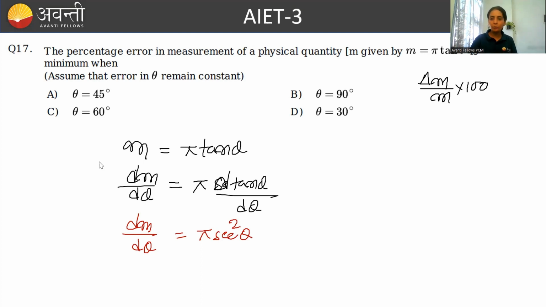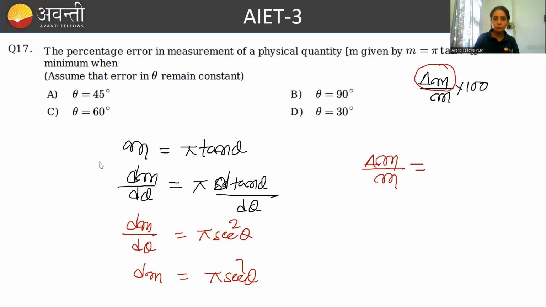Now what we need to do is dm equal to how much? Pi sec square theta. So we have now delta m value done. So delta m value is how much? Pi sec square theta. We need to calculate delta m by m. So let's do that now.